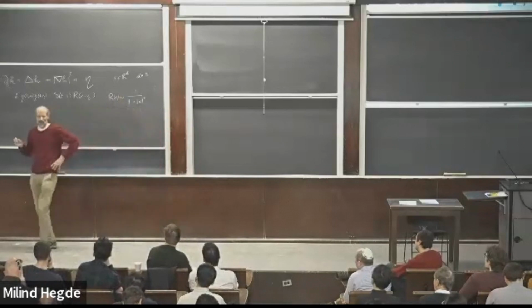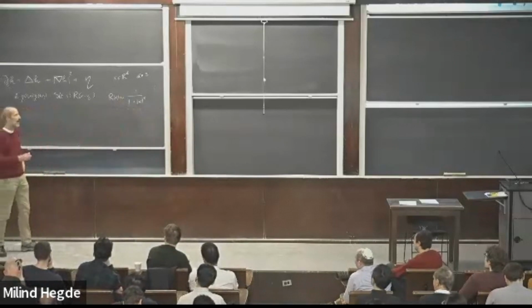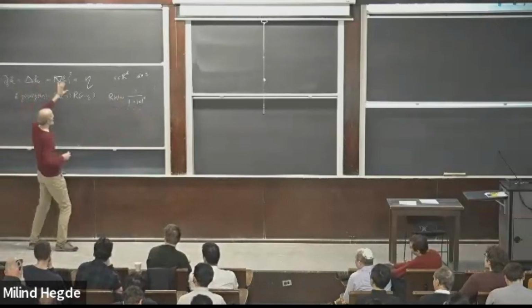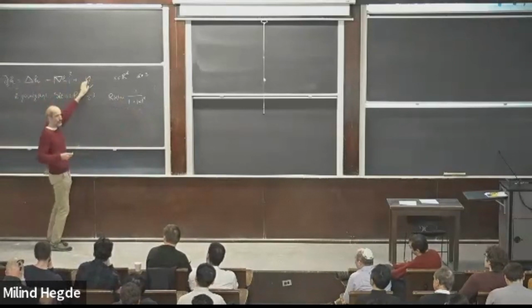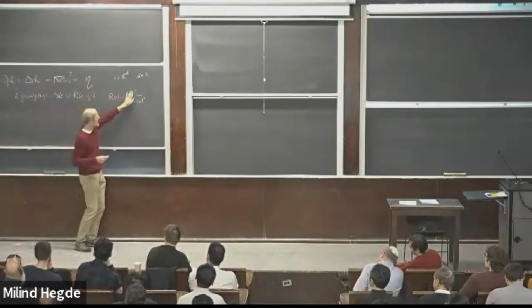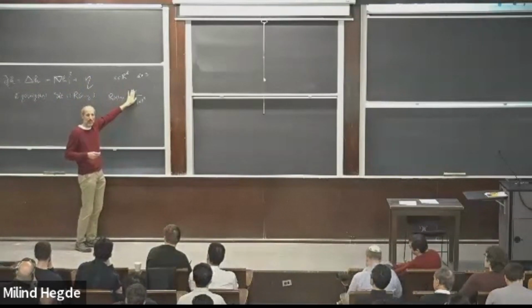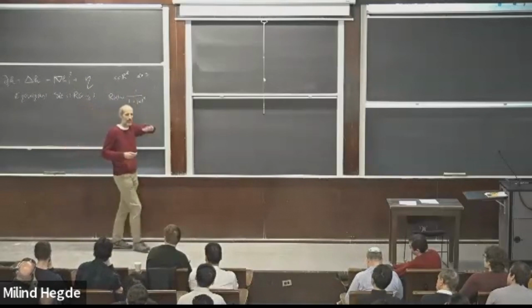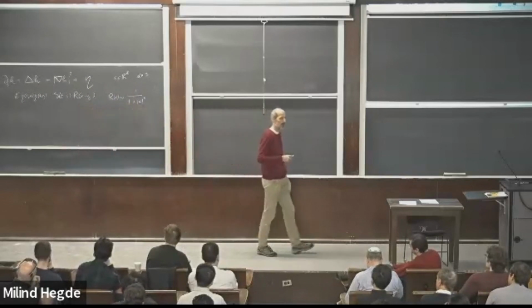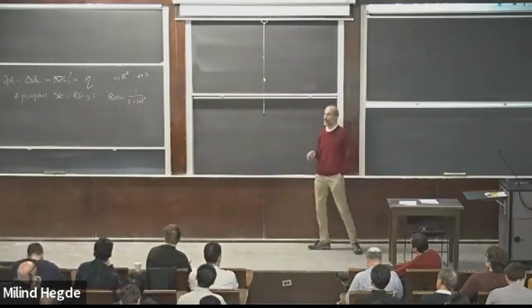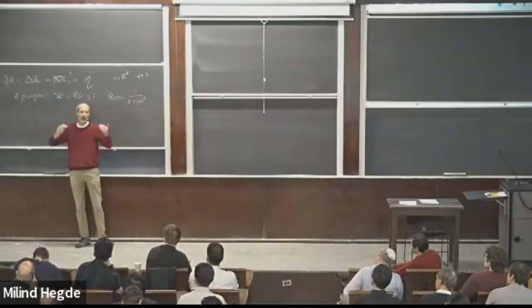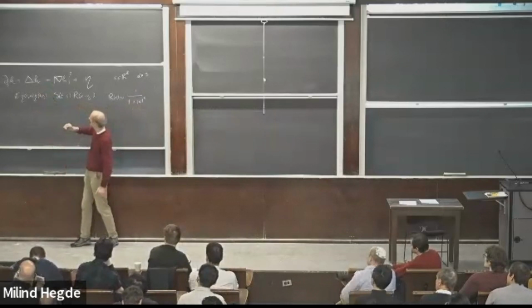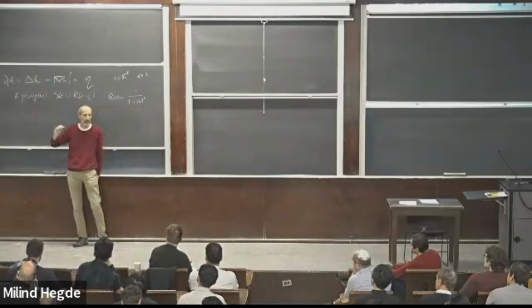And then if kappa is less than 2, then you could actually construct a solution to this equation with a noise that has exactly x to the minus kappa as its covariance. So for kappa less than 2, you can construct that. And 2 is exactly the borderline where solutions start to be random distributions rather than random functions.